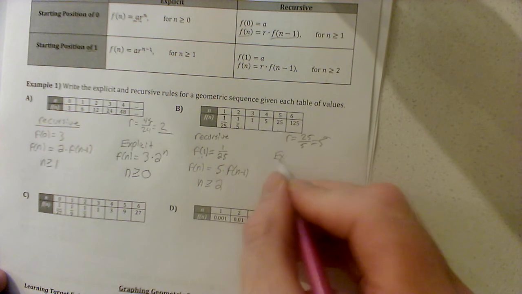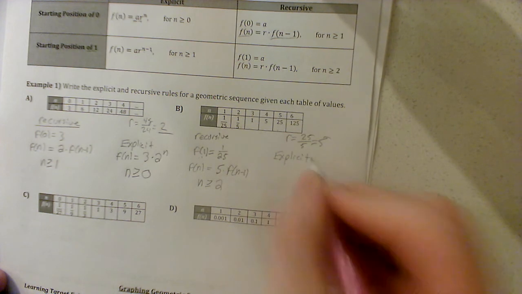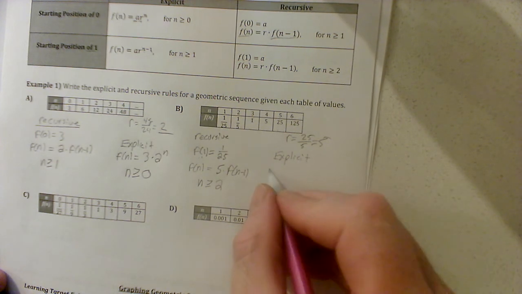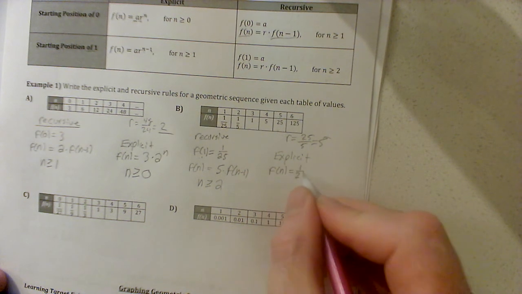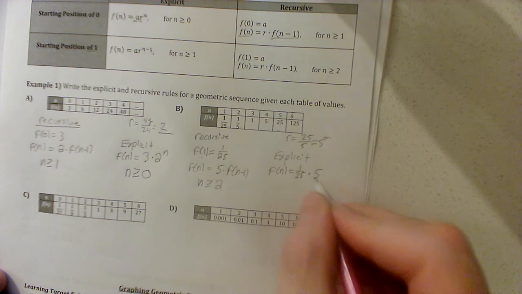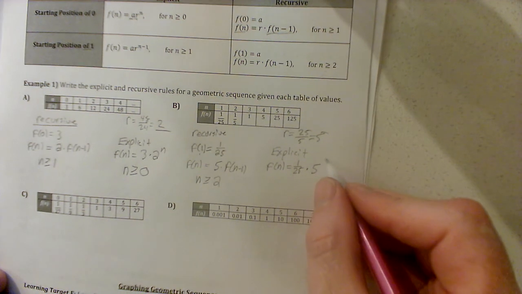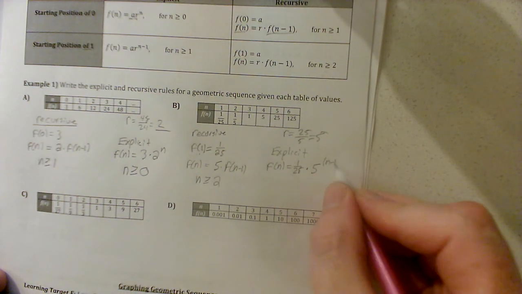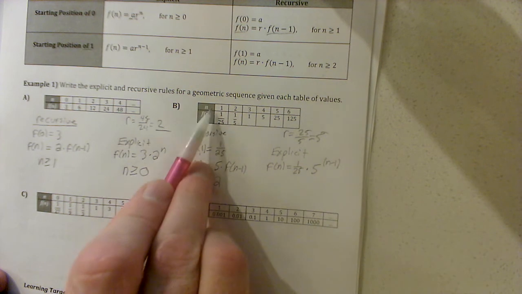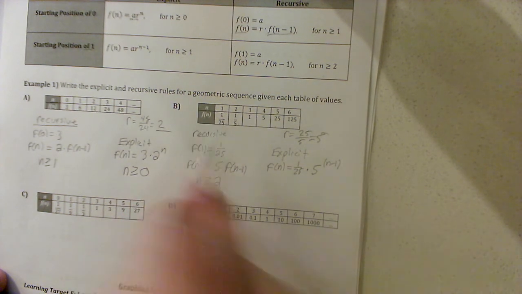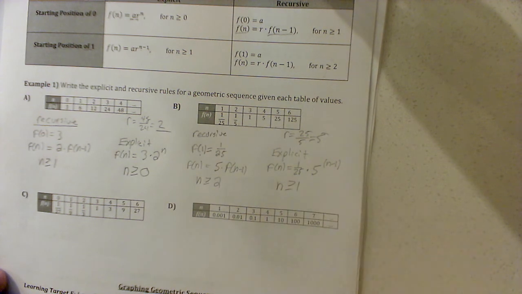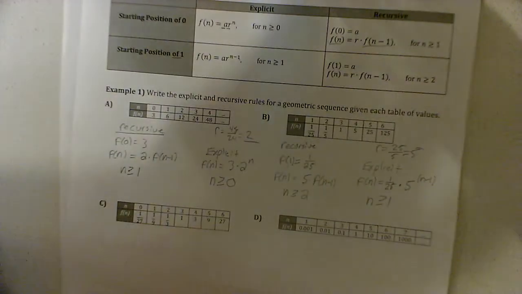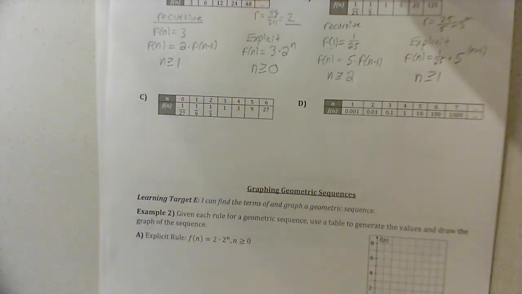Now we'll do explicit here. We have our start, which is 1/25, times our ratio to the, and this time we have to say n minus 1, because when we plug 1 in, we don't want to change this. We want it to come out as 1/25. And there it is, and we'll say n is greater than or equal to 1. Cool. That's how easy they are. Coming down here, we're going to do a couple more.